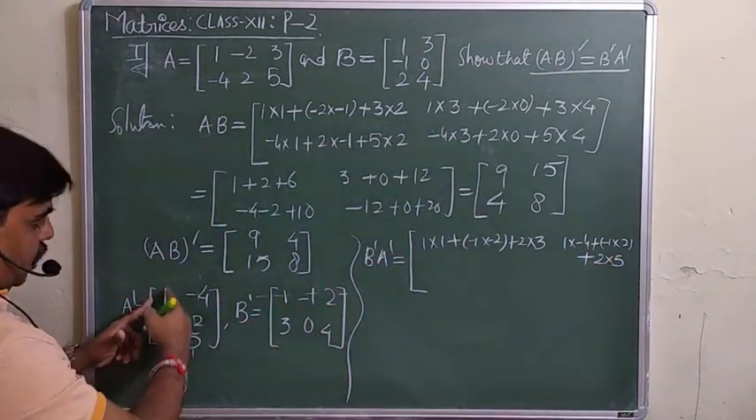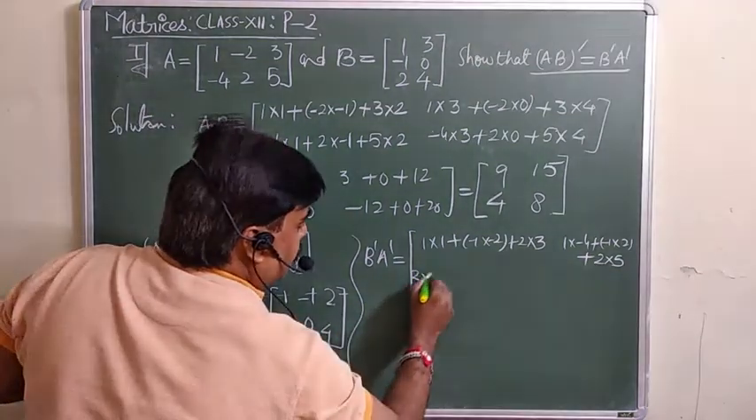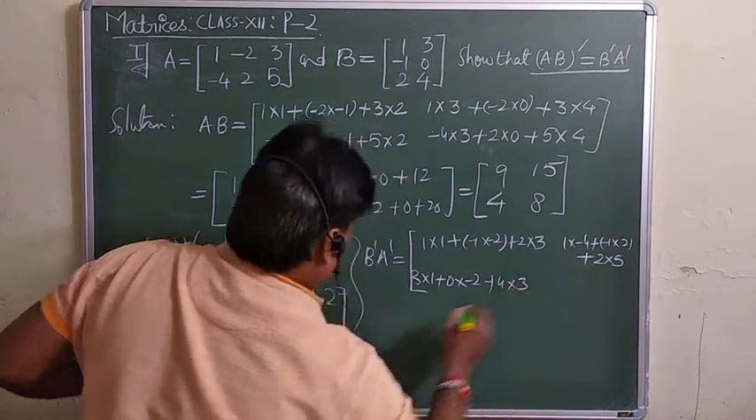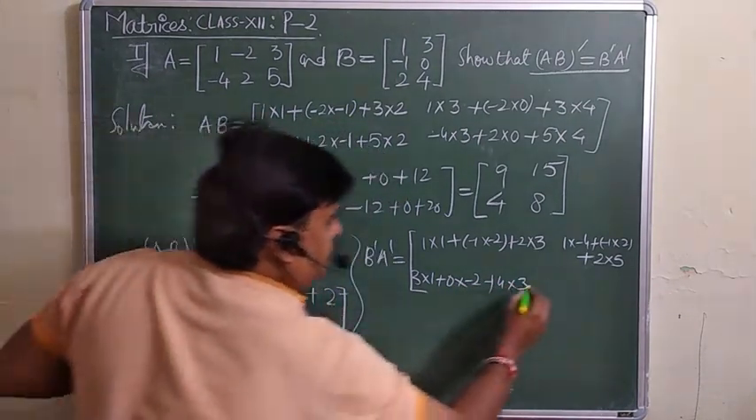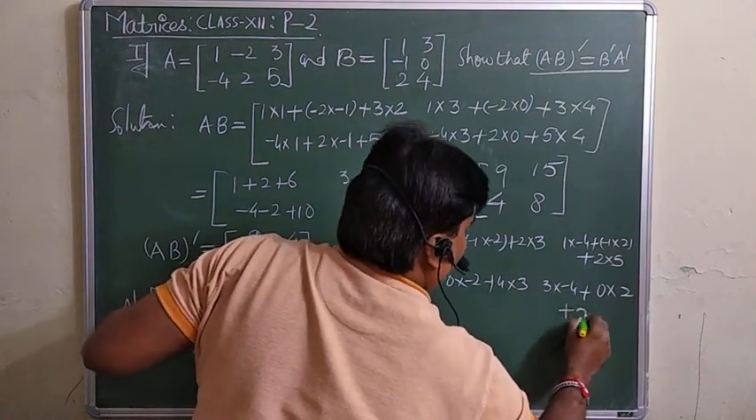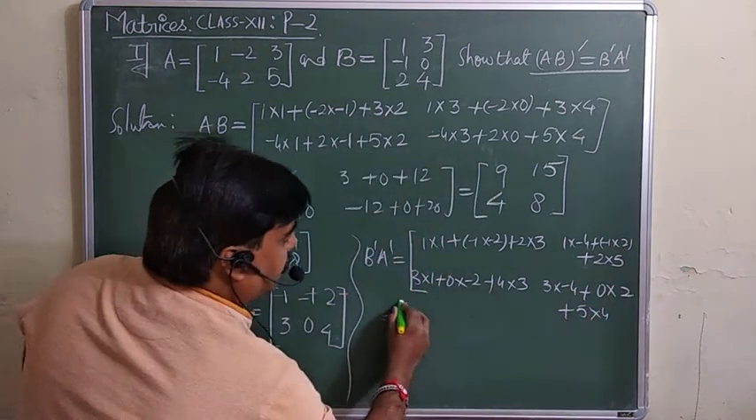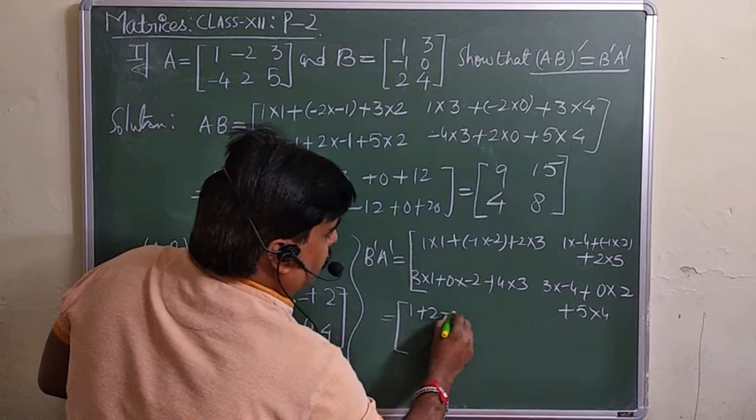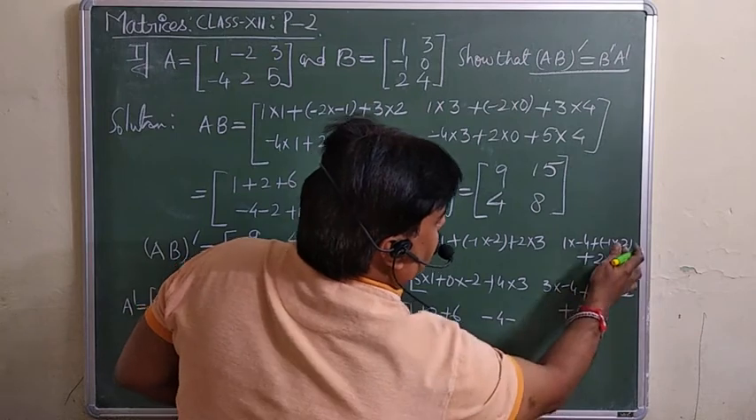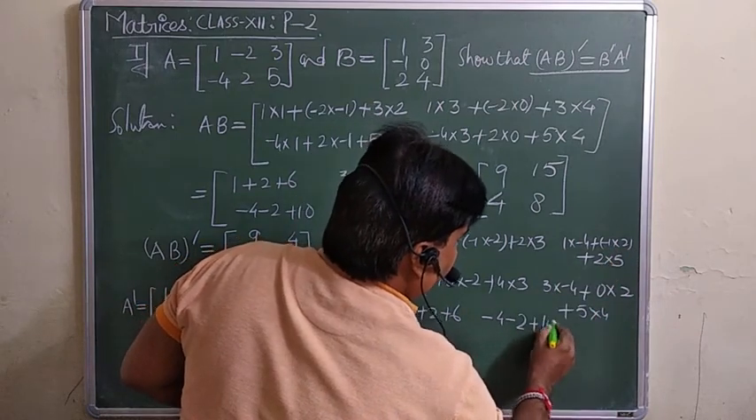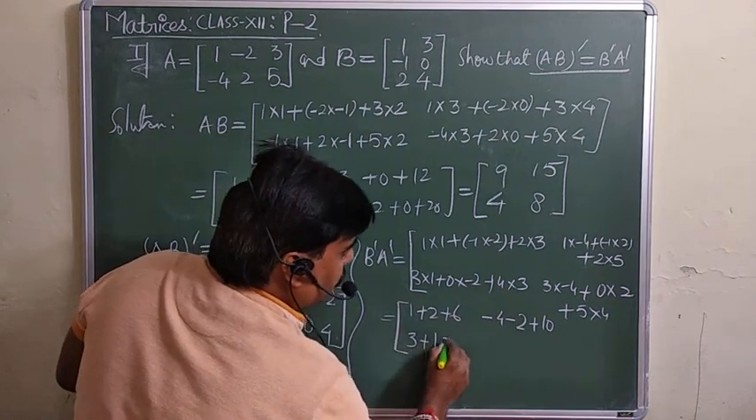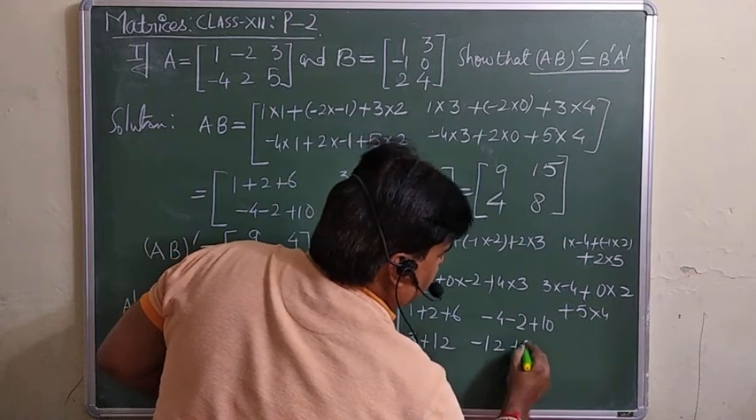Similarly, second row with this first column: 3 into 1 plus 0 into -2 plus 4 into 3. Here is the second row with the second column: 3 into -4 plus 0 into 2 plus 5 into 4. So finally you will get here 1 plus 2 plus 6. This is -4 minus 2 plus 10 and this is 3, 0 plus 12, -12 plus 20.